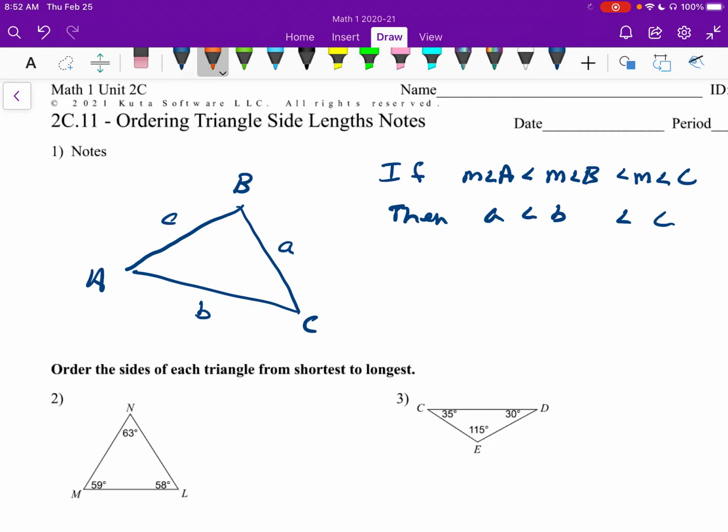So say A here is the smallest angle, then that tells us that a is the smallest side, right? And then second and then third we can go. Another thing that's important here, and this kind of goes with isosceles triangles, just to remind us, if angle A and angle C are equal, then side a and side c are equal, right? The opposite sides of those angles have to be equal.